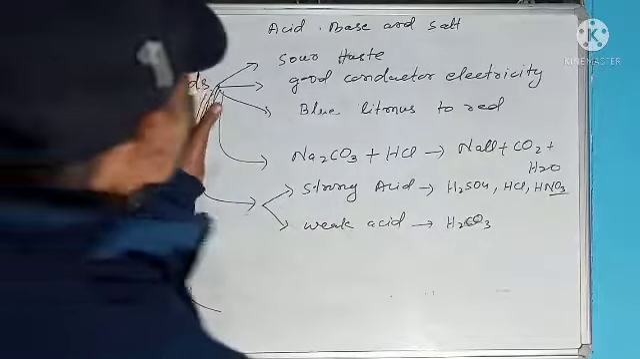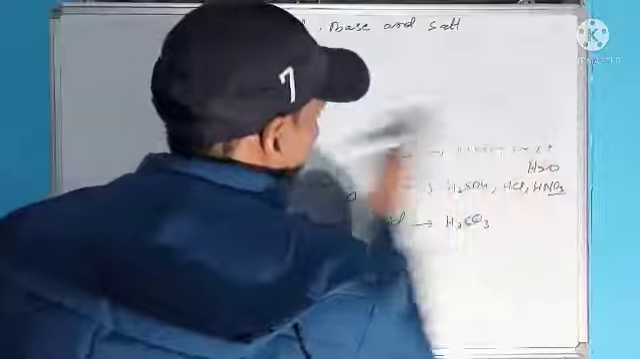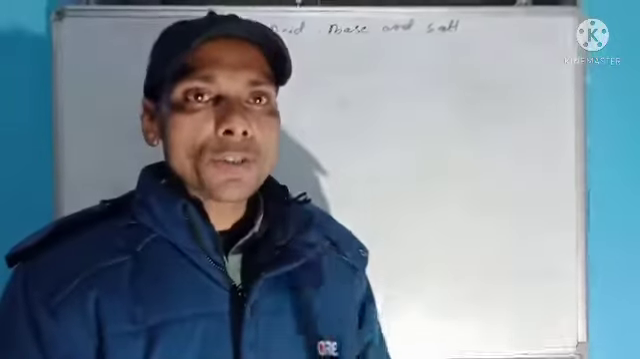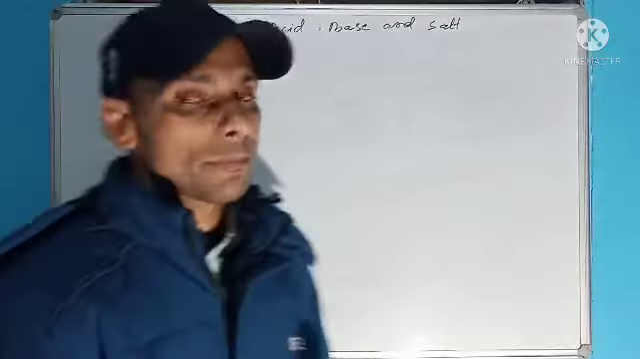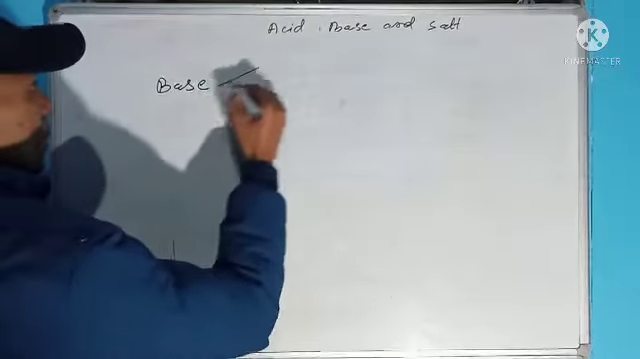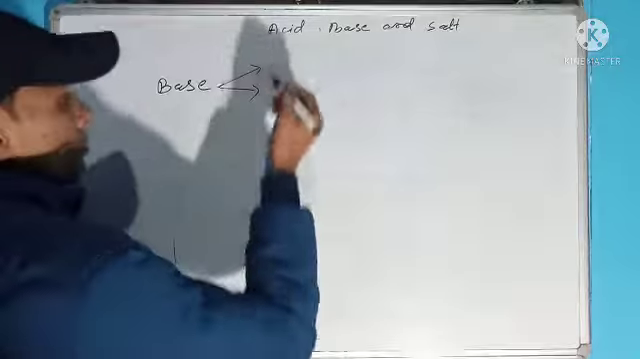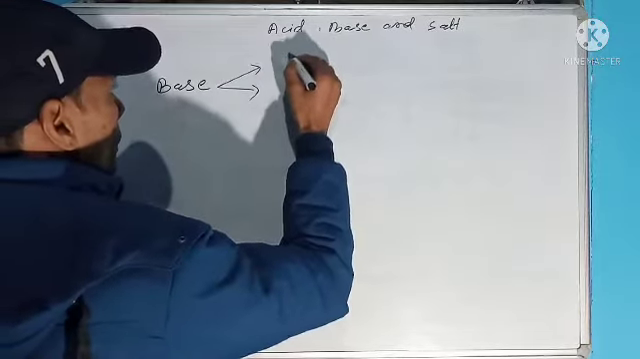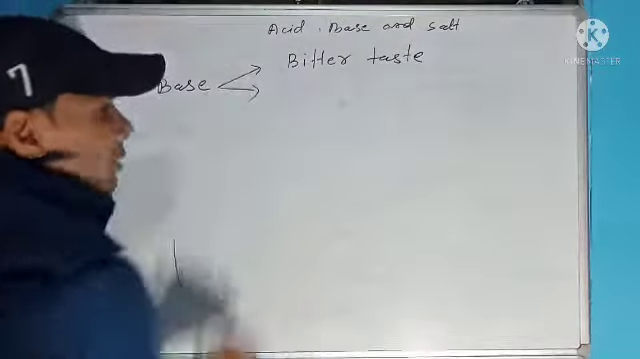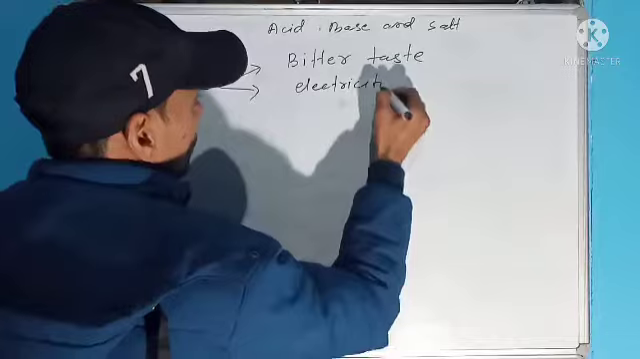Now learn base. What is a base? A base reacts with acid to form salt and water. So at first we learn the physical properties of bases. Bases have a bitter taste, and they are good conductors of electricity.